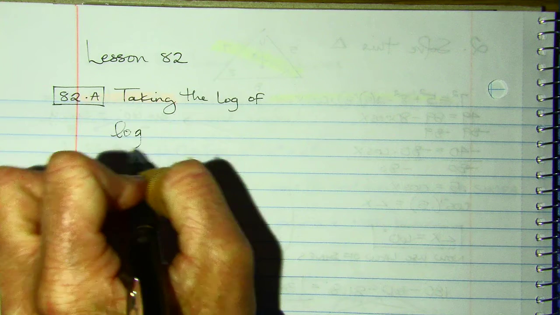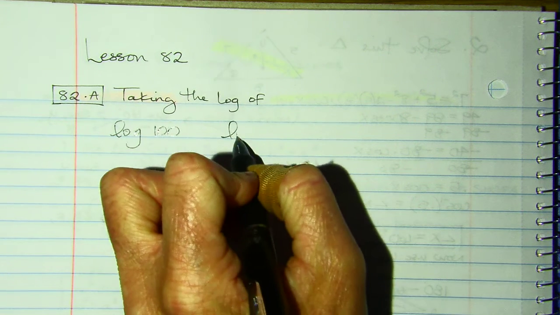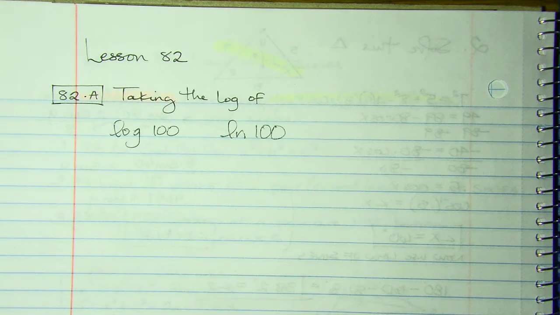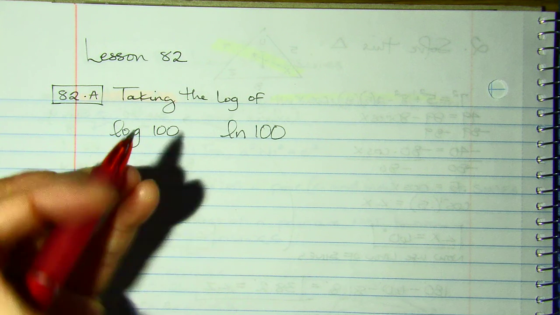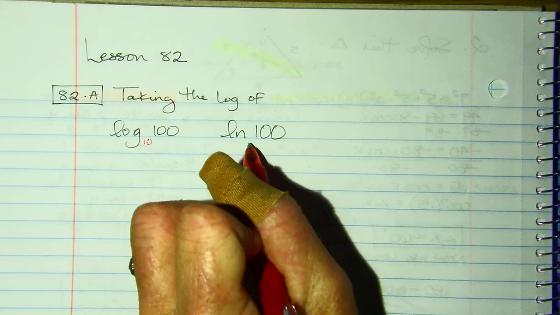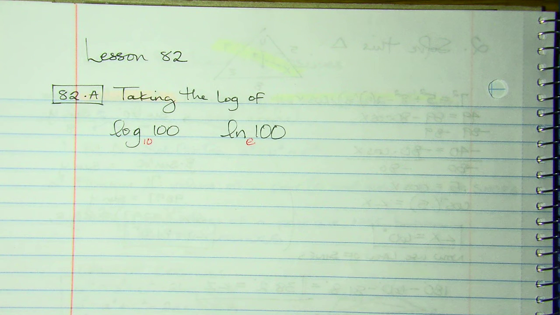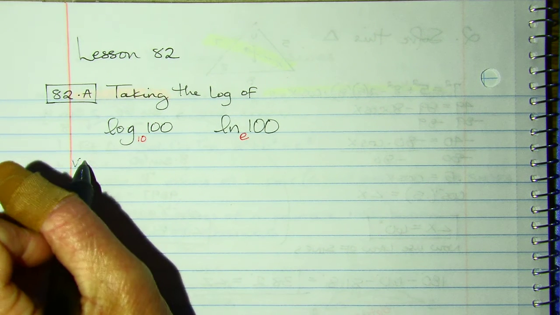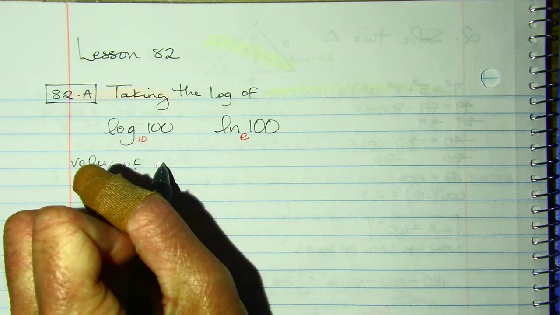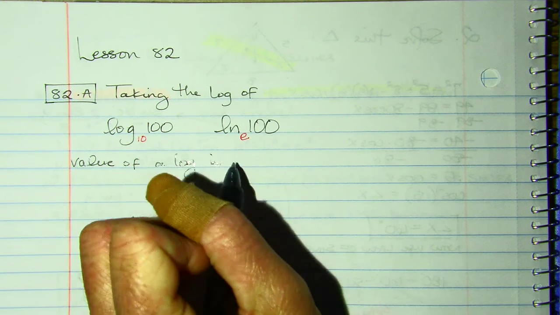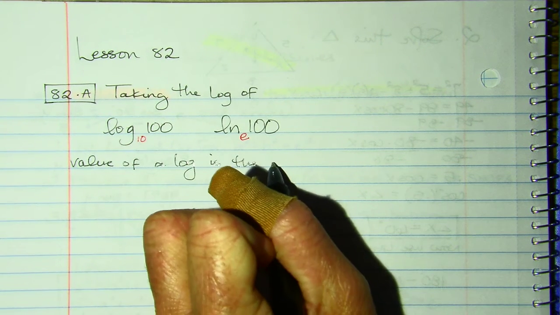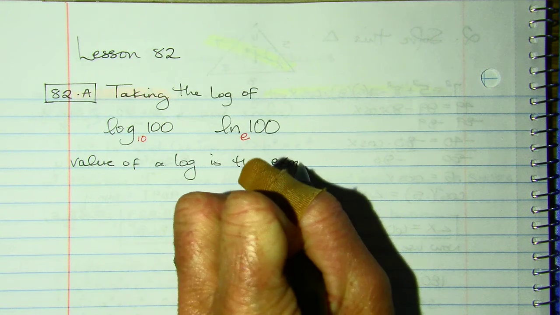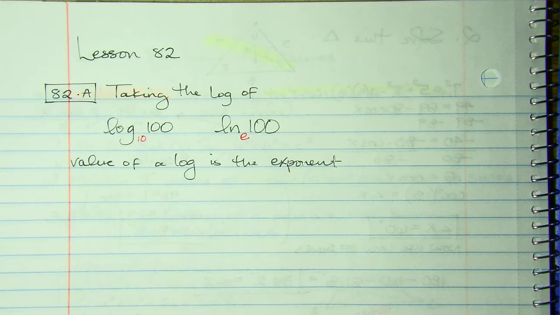So let's say I write the log of 100 or ln 100. Log has an invisible base of 10, whereas ln has an invisible base of e, which does have a numerical value. It's like 2.71828, and it continues on. Remember that the value of a log is the exponent. It's the easiest way to say it.